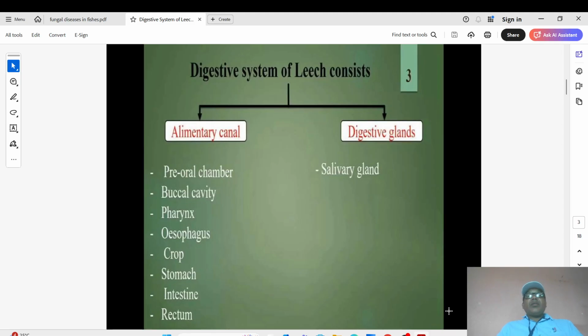See, the digestive system of leech consists of alimentary canal and digestive gland. Now, the alimentary canal is also subdivided into preoral chamber, buccal cavity, pharynx, esophagus, crop, stomach, intestine, and rectum. Now, the digestive gland is only salivary gland.